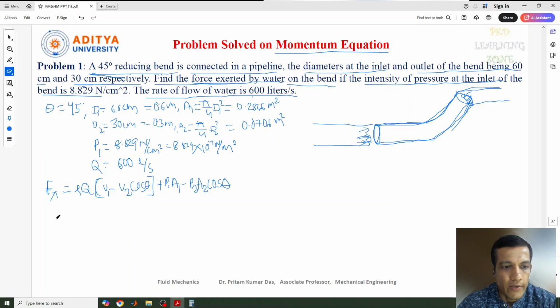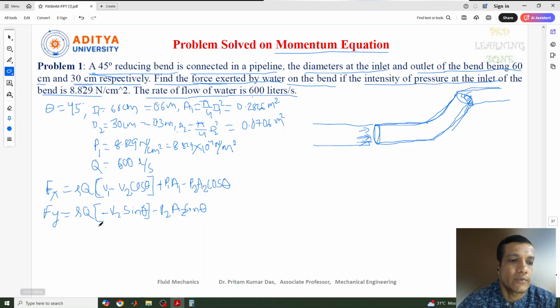Okay, this is one thing. And Fy, similarly, we have derived, that is rho Q, bracket start, here we got V2 sin theta, minus, here we just write P2 A2 sin theta. So this was the equation for the force in the y direction. So these are the two force equations we have.